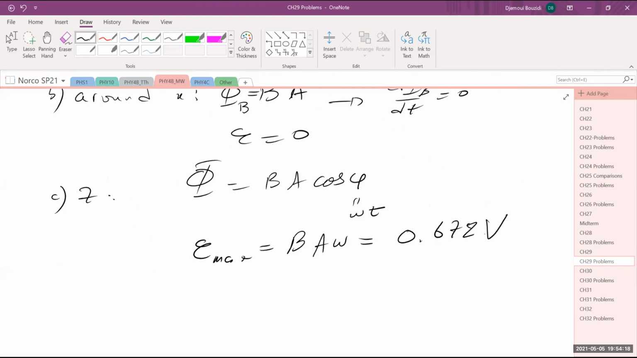So in both cases it is the same voltage, except that when you spin it around the x-axis, there is no voltage, because the area and the magnetic field keep the same direction with respect to one another. In this case, cosine of 0 is 1, and nothing changes in terms of flux. So d phi over dt is equal to 0, and at the end of the day, you have no EMF. So that's this problem.